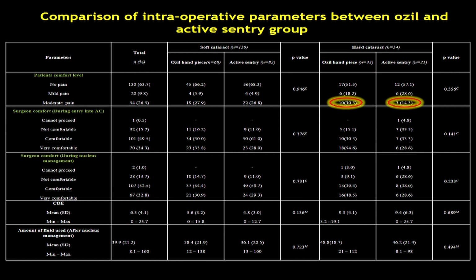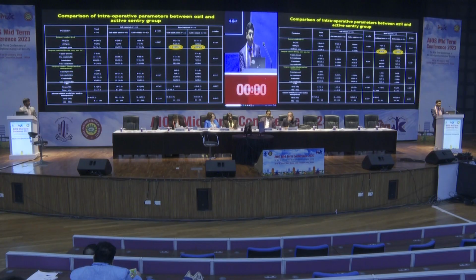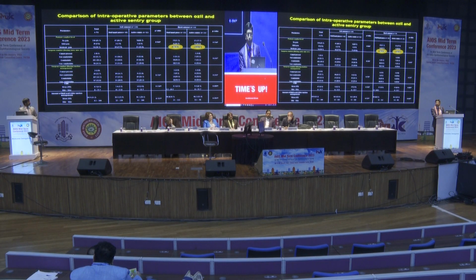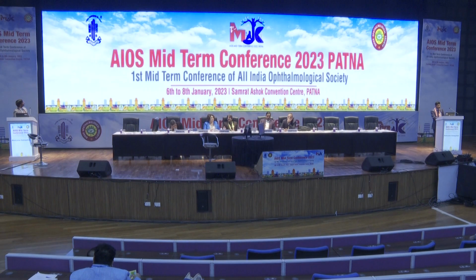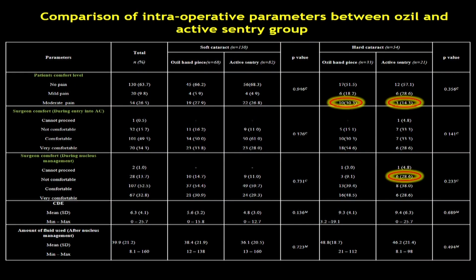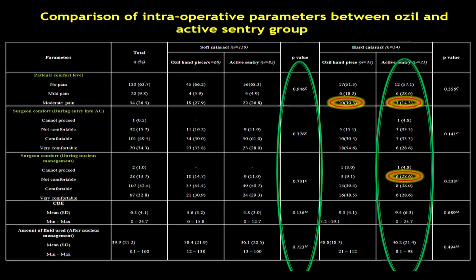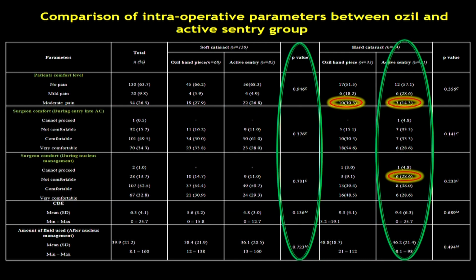For comparison between the Active Sentry and Ozil handpiece, for patient comfort level, moderate pain was encountered in around 30% of patients while operating on harder cataract using Ozil handpiece, whereas only 14% of patients complained of moderate pain with Active Sentry handpiece. And surgeons were not comfortable in 30% of patients for harder cataract using Active Sentry handpiece. But it was statistically insignificant.